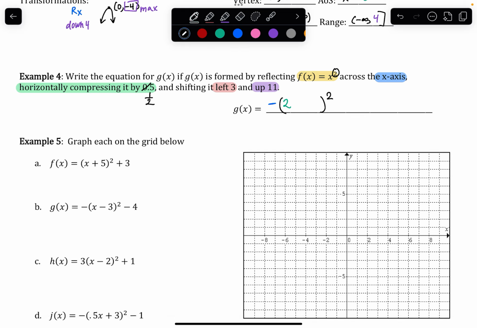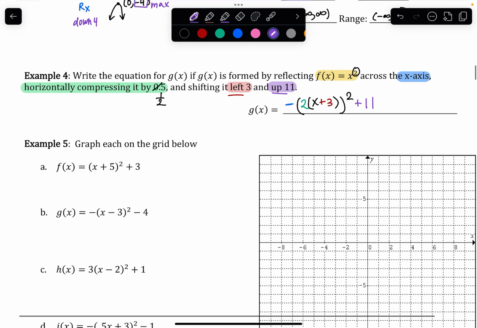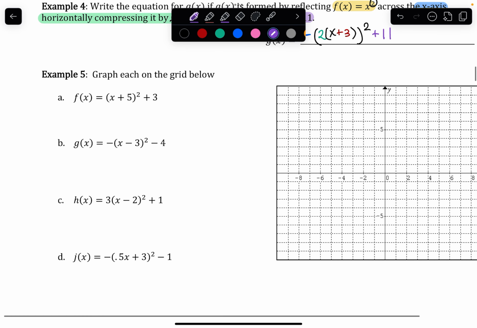Left 3, that means we're going to also need a double set of parentheses. Left 3 would be a +3 inside, and then up 11 would be a +11 outside. So left 3, up 11. Double parentheses, super important. Okay, so now we're going to graph these.